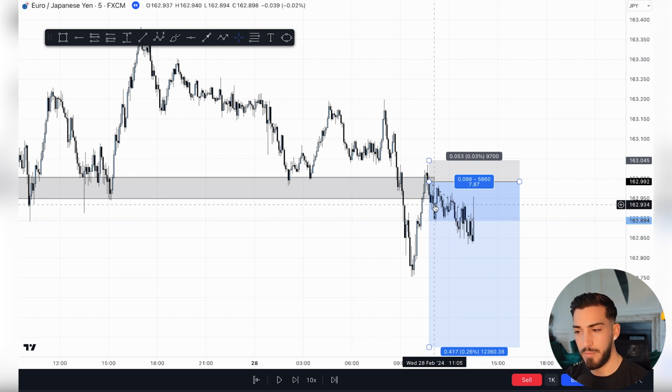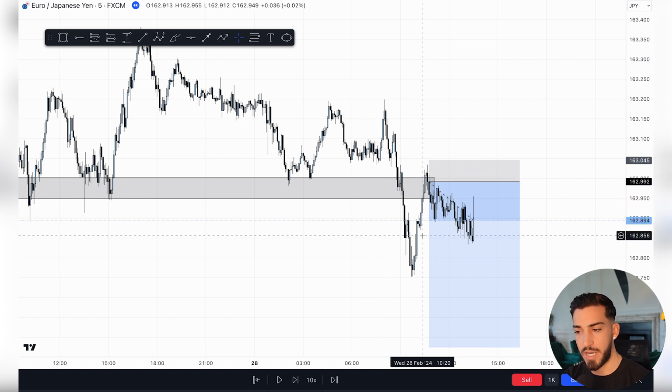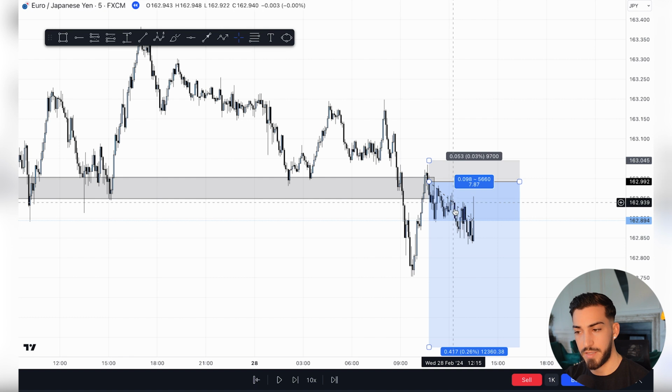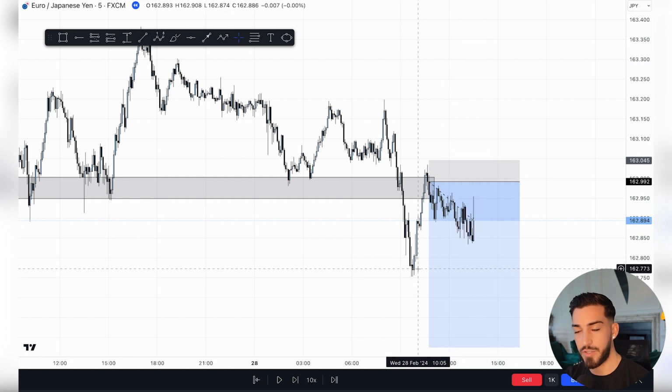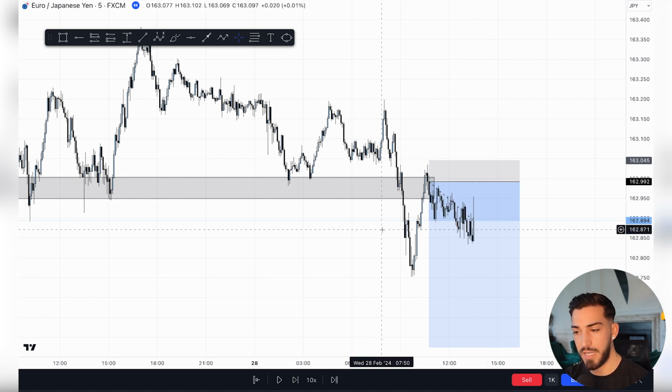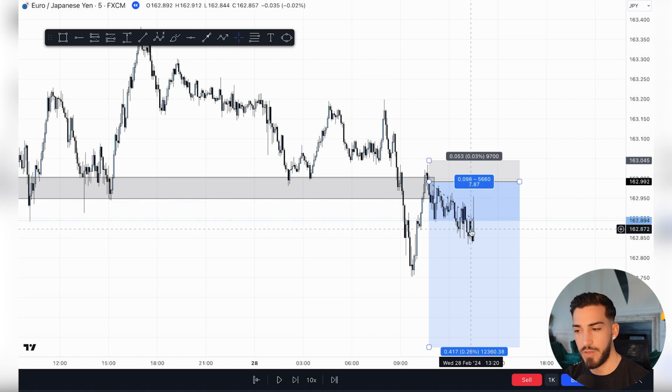Okay, and rather than being an impulse to the downside, correction to the upside, and continuation to the downside, this is now switched where buyers have clearly impulsed to the upside, and we're seeing a bearish correction, which is just building up liquidity for a buy move. And that's exactly what I saw.